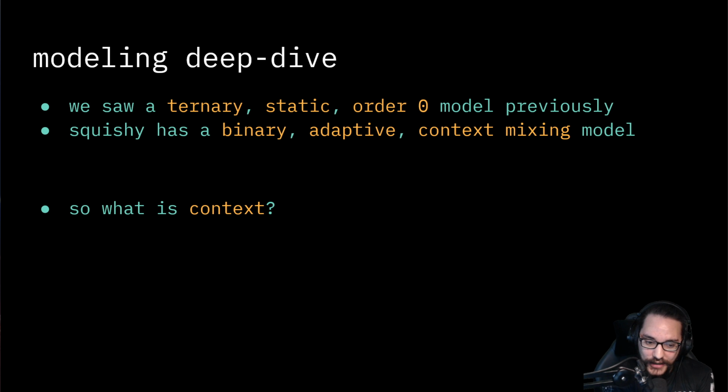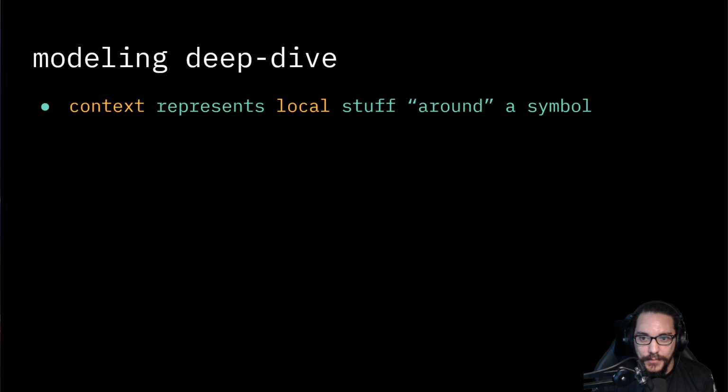So before I move on, we have to discuss what a context is. When I was learning about compression, I think this is what confused me the most, because it's kind of an abstract idea. But context represents local stuff around a symbol. I think earlier I showed that we just stuff symbols in order into the compressor.